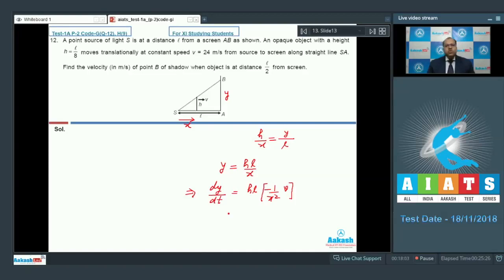And it is V. So if I calculate the value of dy by dt at x equal to L by 2, it is given in the question that the value of h is L by 8, into L, minus sign is here, divided by x square, that is L by 2 whole square. So L square, and here it is 4, and the value of V is 24. So if I solve this, it comes out to be minus 12 meter per second. So negative sign represents that the point B is moving in this direction and y is decreasing with respect to time. So the correct answer for question number 12 is 12. Let's move to question number 13.